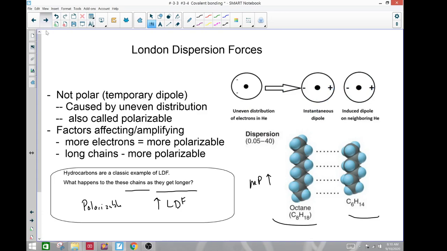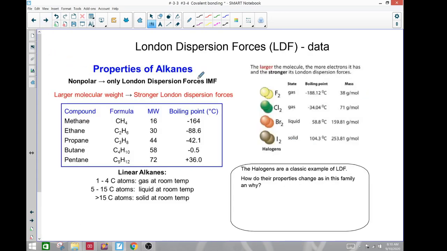All right, moving along. Again, properties of alkanes. This is looking at where we're not long chains now, but we have a larger number of electrons. And look at the boiling points of these guys. It gets bigger and bigger and bigger as you go down. Classic example of London dispersion forces, of longer chains causing London dispersion forces. So again, look at the trend here.